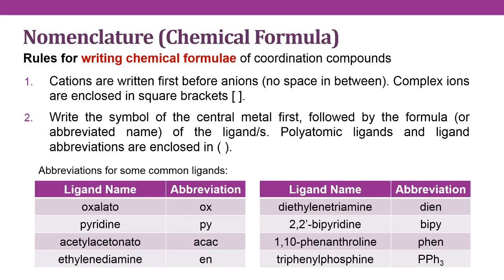For example, instead of using C2O4 for oxalato, we just use the symbol ox. Or instead of using P(C6H5)3, we just use PPh3 for triphenylphosphine. If we're using these abbreviations, or if we have ligands which have more than one atom, we enclose the symbol of the ligand in a parenthesis to separate them from the other ligands in the complex. So, for a chloride or a bromide ligand, we can just use the symbol Cl or Br, but for a hydroxide or an oxalate ligand, we have to put the OH or the ox inside parentheses.